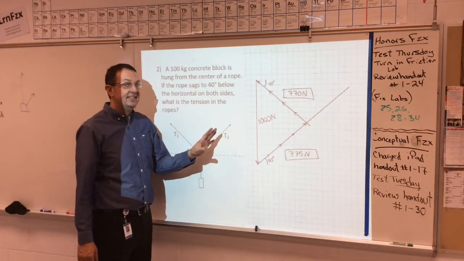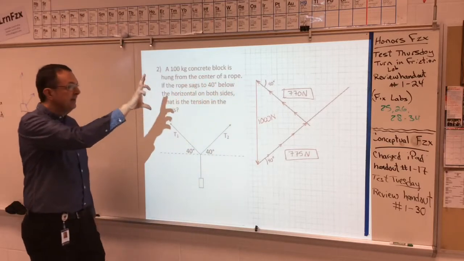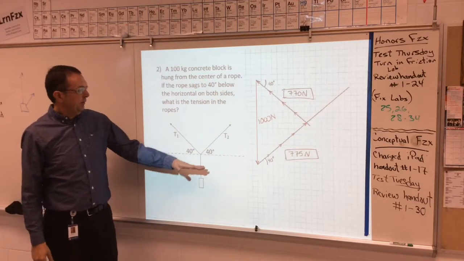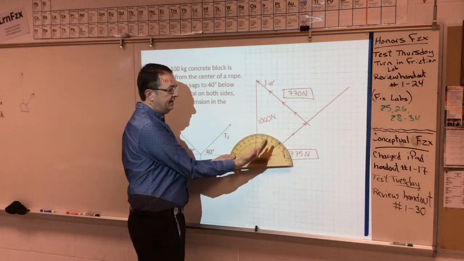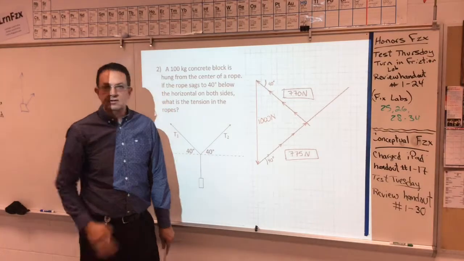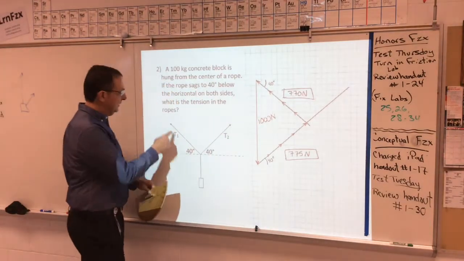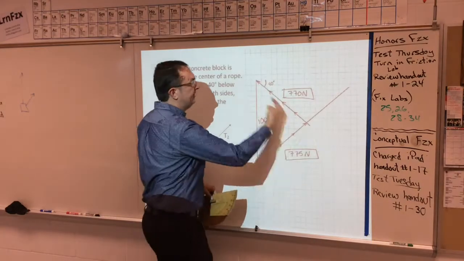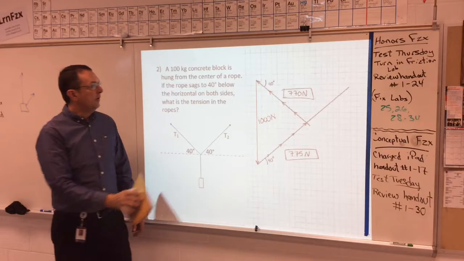Here's the other one. This is pretty sweet. 1,000 newtons straight down. You draw that, you make that 10 centimeters long. And then 40 degrees above the horizontal, you measure 40 degrees above the horizontal with that thing, and then you go up in that direction. I don't know how long that thing is, you just go. Just keep on going. Then this one is going to come up from here in that direction, so I know it's going to meet this at 40 degrees below the horizontal.